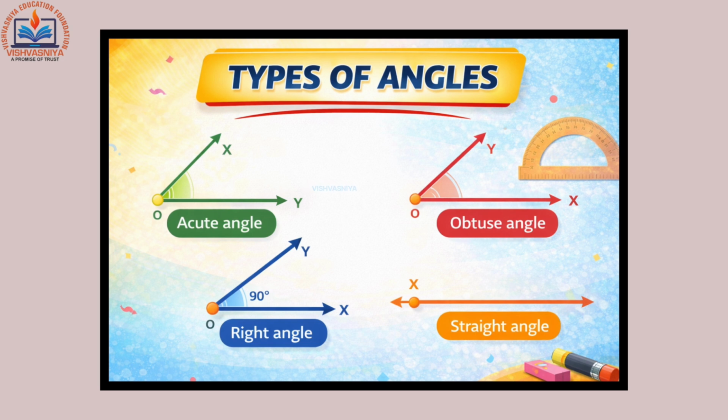An acute angle is less than 90 degrees. A right angle is exactly 90 degrees. An obtuse angle is greater than 90 degrees but less than 180 degrees. A straight angle measures exactly 180 degrees.